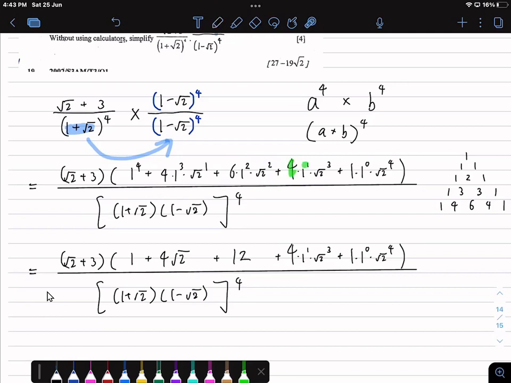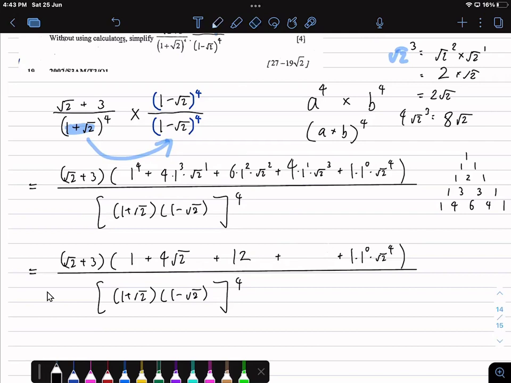Then 4 times 1 is just a 4. Root 2 cube, this one we have to be a bit careful. Root 2 to the power of 3 means root 2 power 2 times root 2 power 1. Root 2 power 2 means square. You get a 2 times root 2. So root 2 cube is just 2 root 2. But we actually have a times 4 in front. So therefore, 4 times root 2 cubed is really just 4 times 2 root 2, which is 8 root 2.